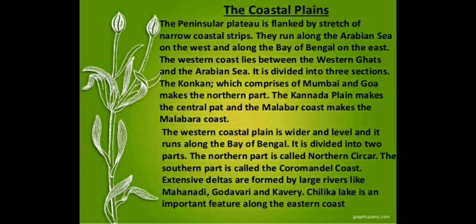Okay, so what is said? The southern part is called the Coromandel Coast. Extensive deltas are formed by large rivers like Mahanadi, Godavari and Kaveri. Chilika Lake is an important feature along the eastern coast. You know the lakes, the concept of lake is clear. So Chilika Lake. Up to this is clear now? Clear. Let's move on to the next part.